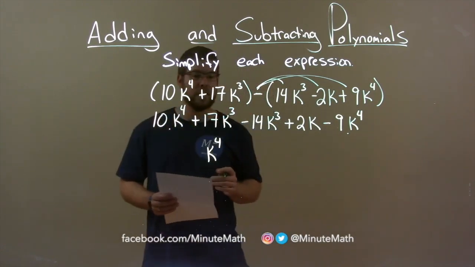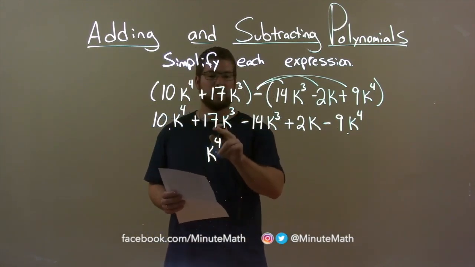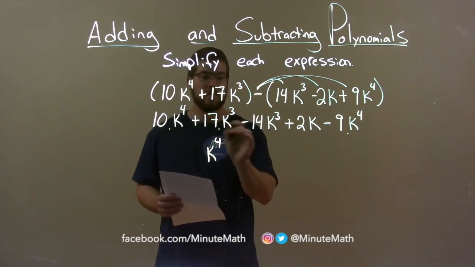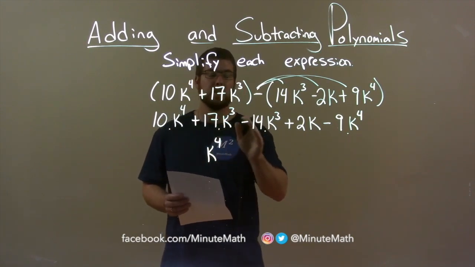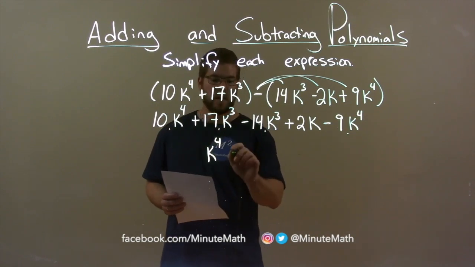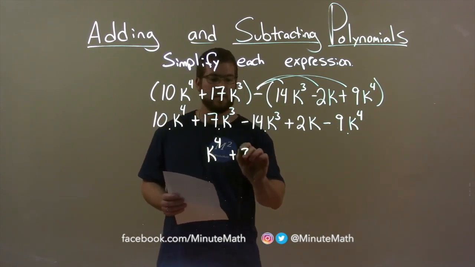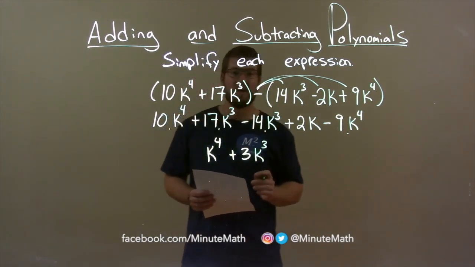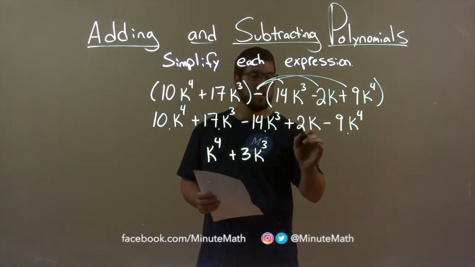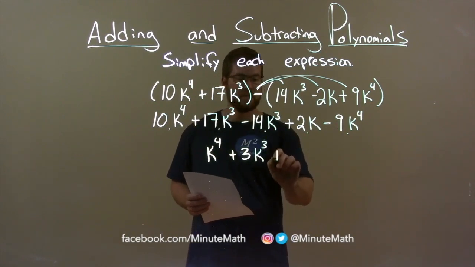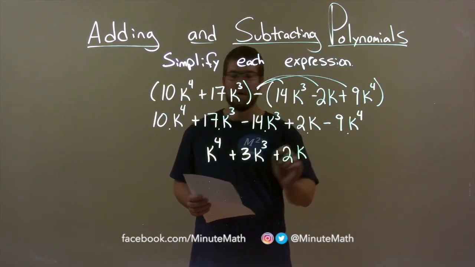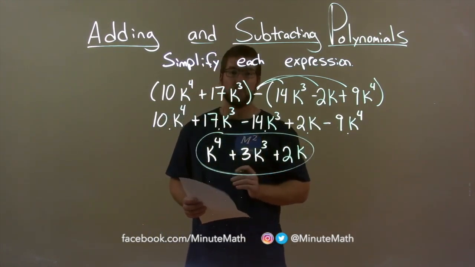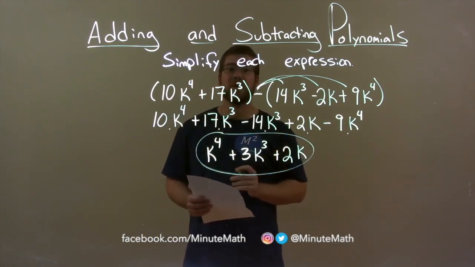Next highest degree here I see is to the third power. We have 17k to the third minus a 14k to the third. Dot goes underneath it, and 17 minus 14 is a 3. So we have plus a 3k to the third power here. Lastly, I just see a 2k. 2k is by itself. Bring that down. 2k here. And there we have it. Our final answer here is k to the fourth plus 3k to the third plus 2k.